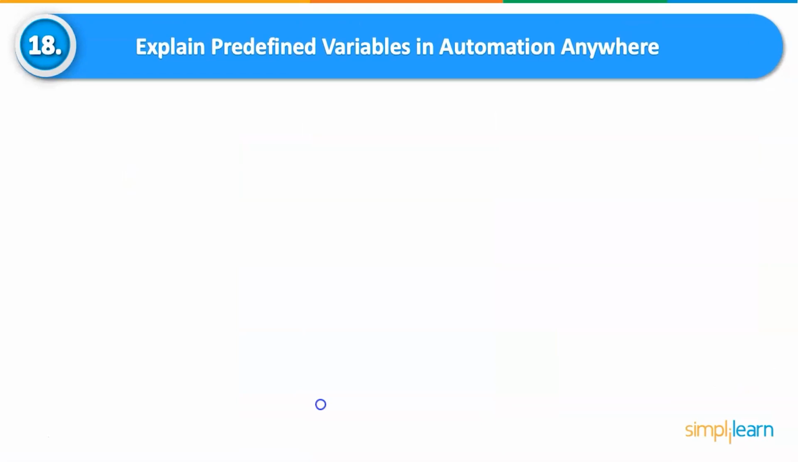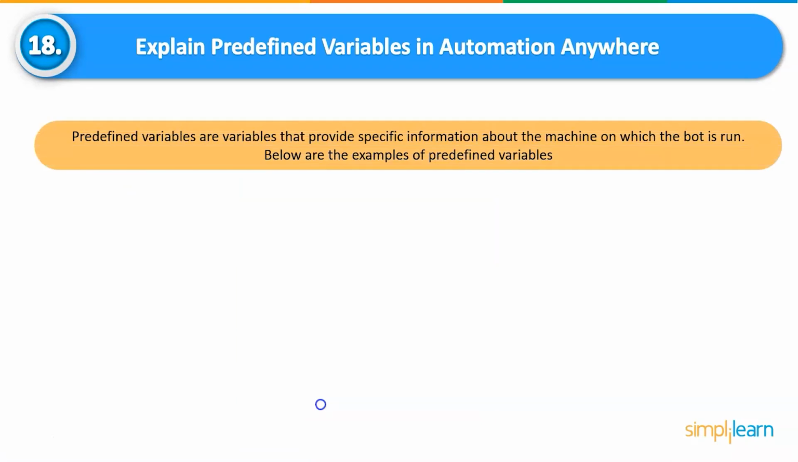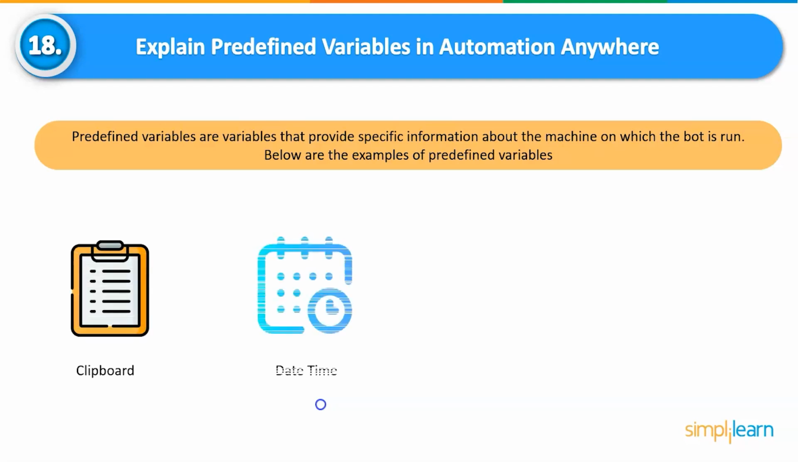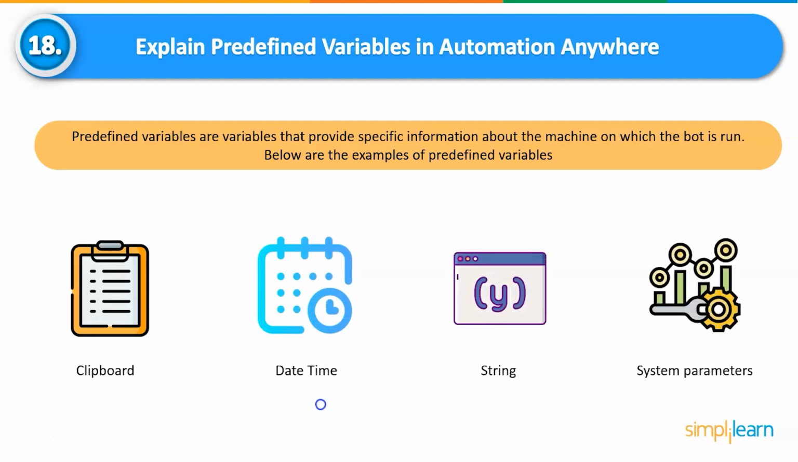Explain predefined variables in Automation Anywhere. Predefined variables are variables that provide specific information about the machine on which the bot is run. The values of a preset variable cannot be changed by users. Below are the examples of predefined variables: clipboard, date and time, string, and system settings and parameters.